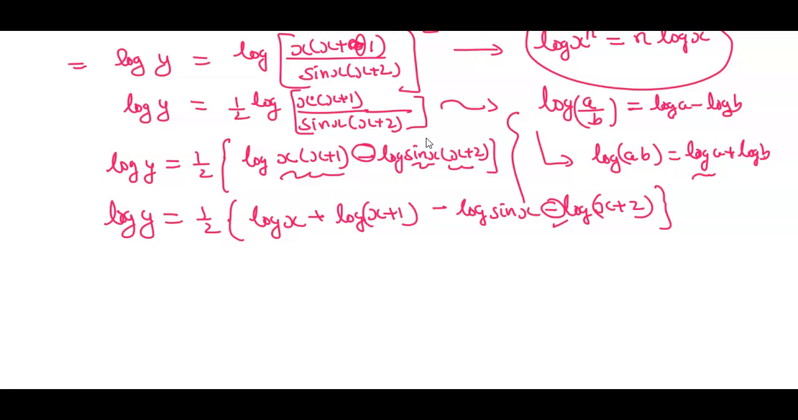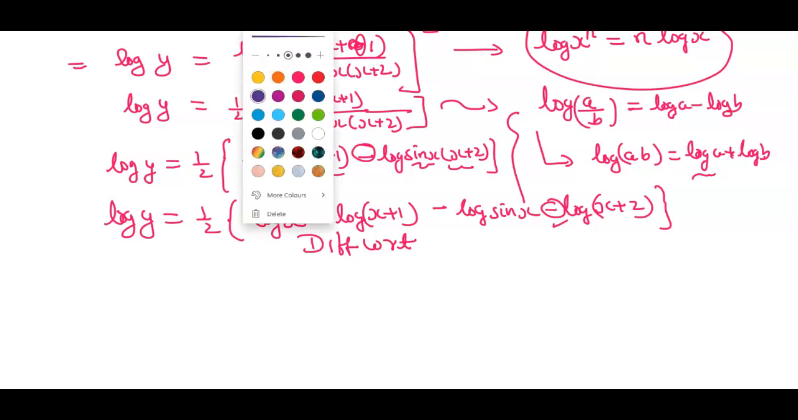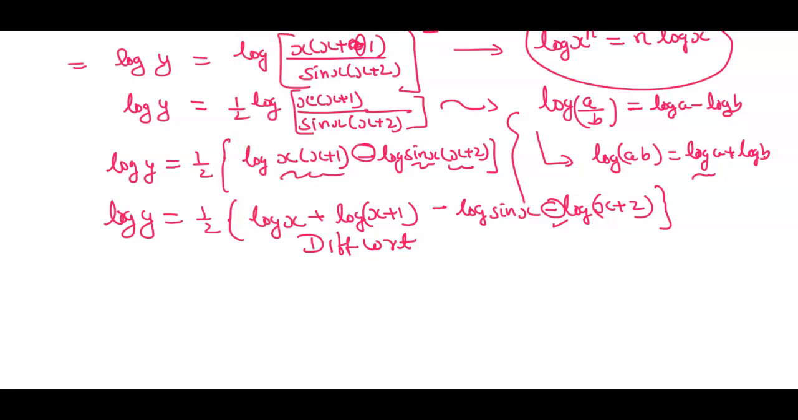Now it's time to take the derivative. Now differentiate with respect to x. Once I differentiate with respect to x, what is going to happen? Now log y is 1 upon y dy by dx, half.